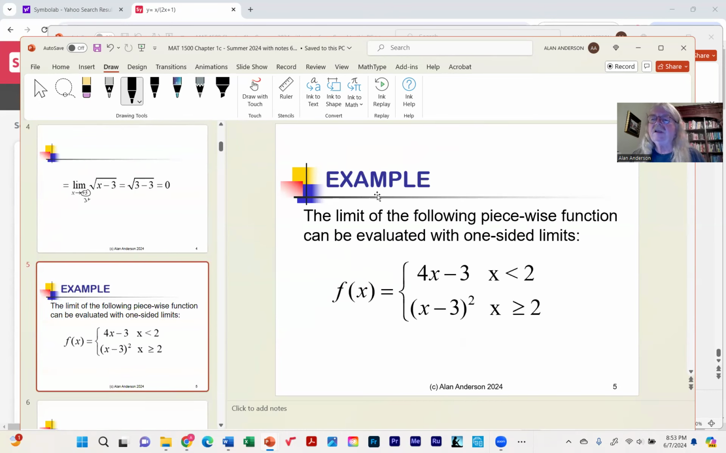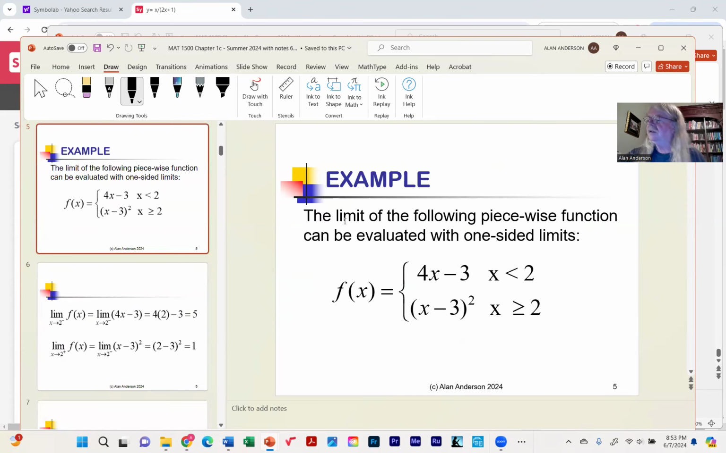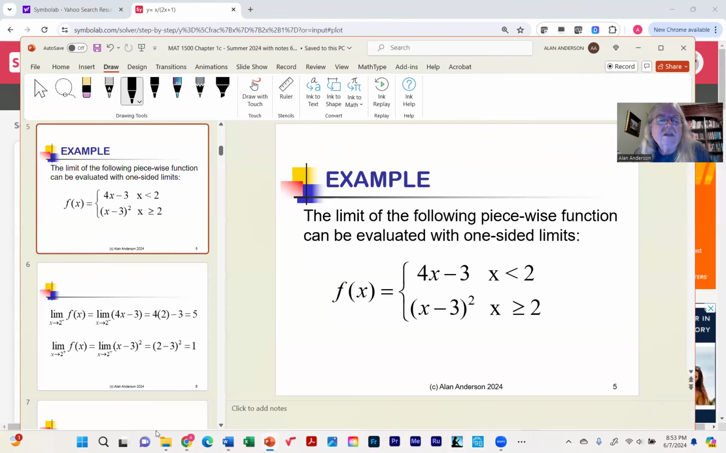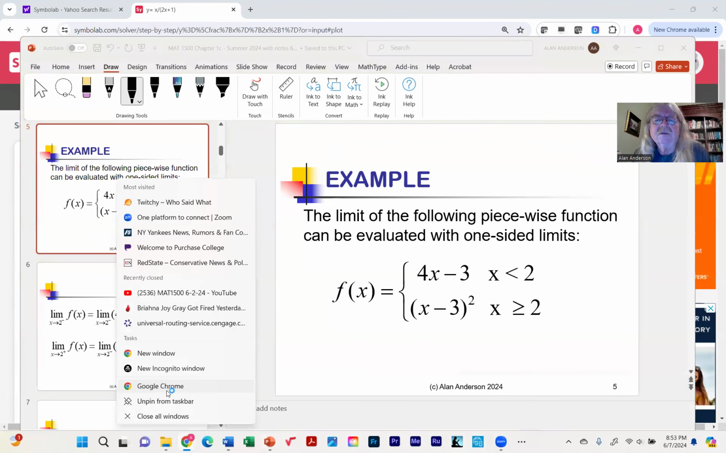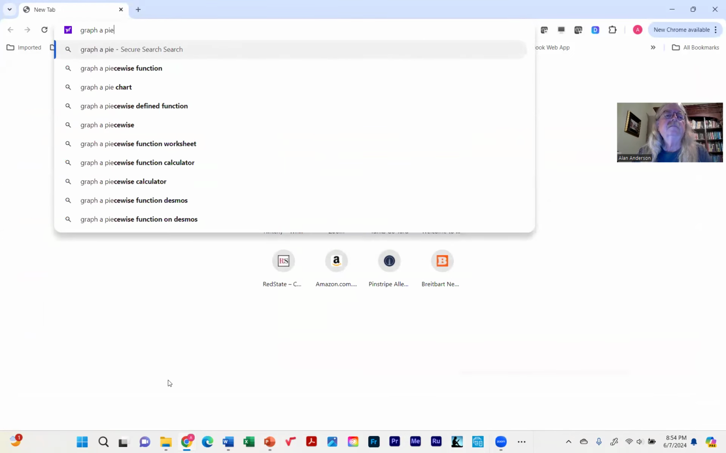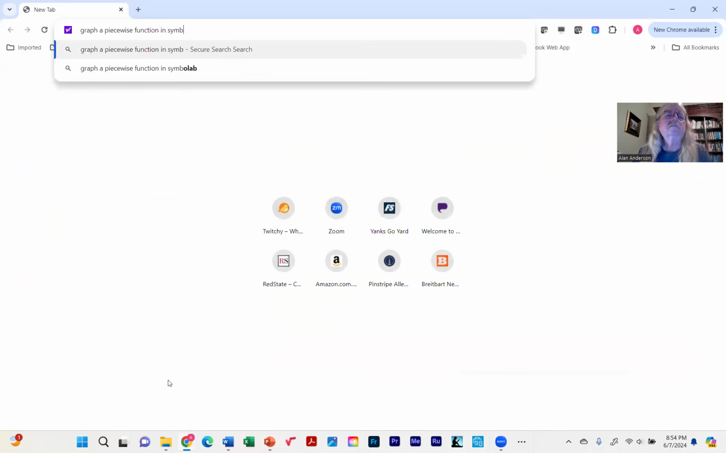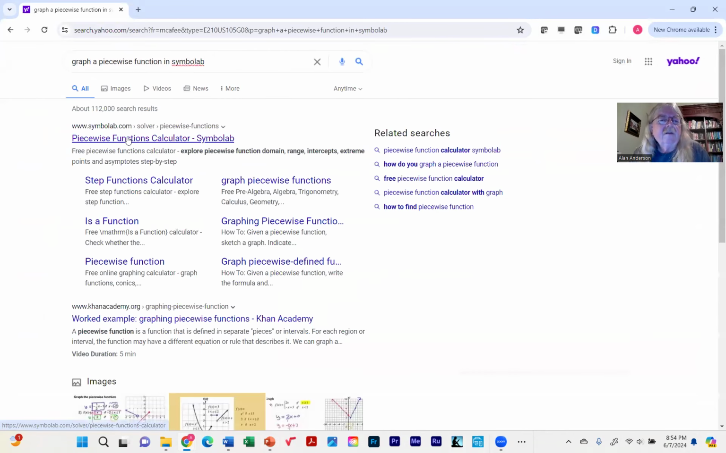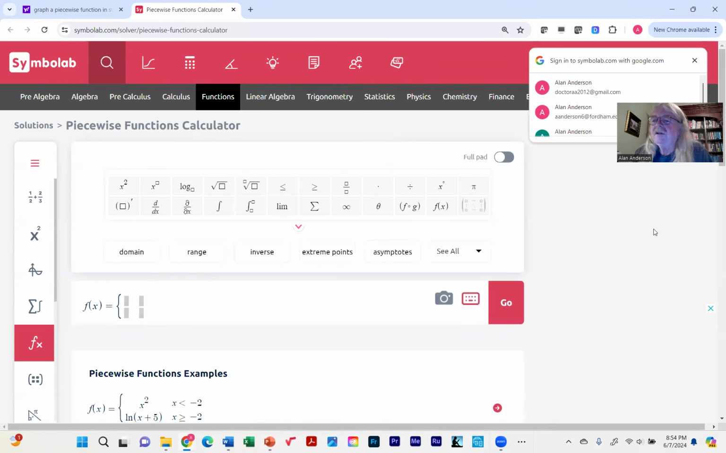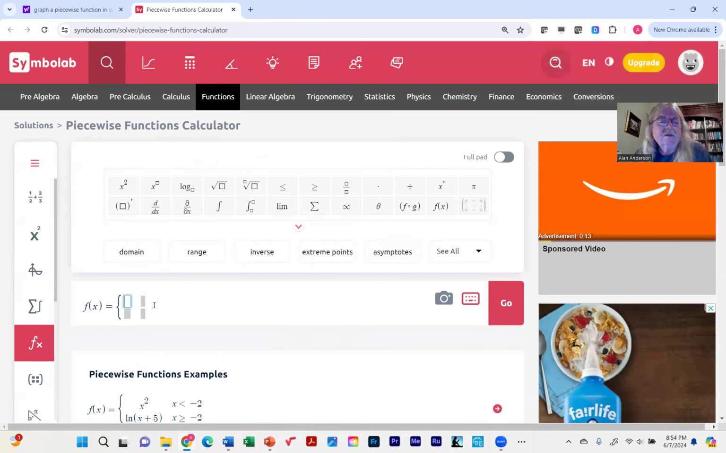Now here we have these piecewise functions. I'll tell you what, I know that Symbolab is capable of graphing these, but I've never in my life been able to find where you actually enter that information. So what I usually do to get around it is I just go right to Google. And there is a piecewise functions calculator, but if you could find it in these menus, you let me know because I've never found it. So anyway, here we go.